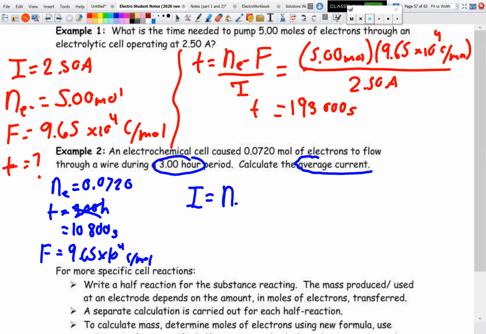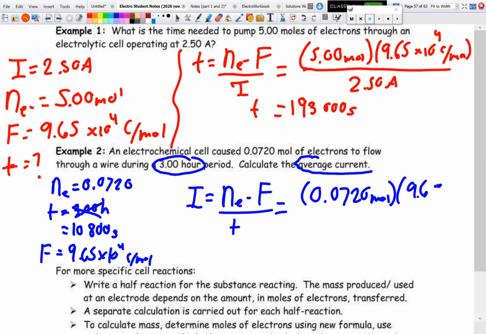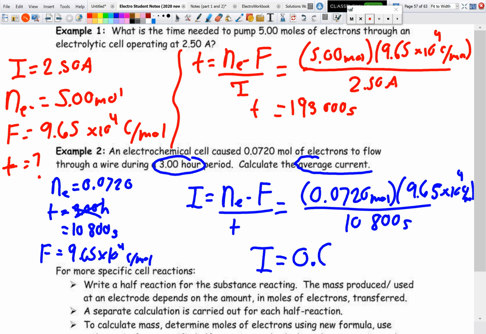I is equal to the number of moles of electrons times Faraday's constant, all over our time. So we take our 0.0720 moles, multiply by 9.65 times 10 to the 4 coulombs per mole, and divide by the time, 10,800 seconds. And we get our average current is equal to 0.643 amps. And that is the unit we use for this equation.